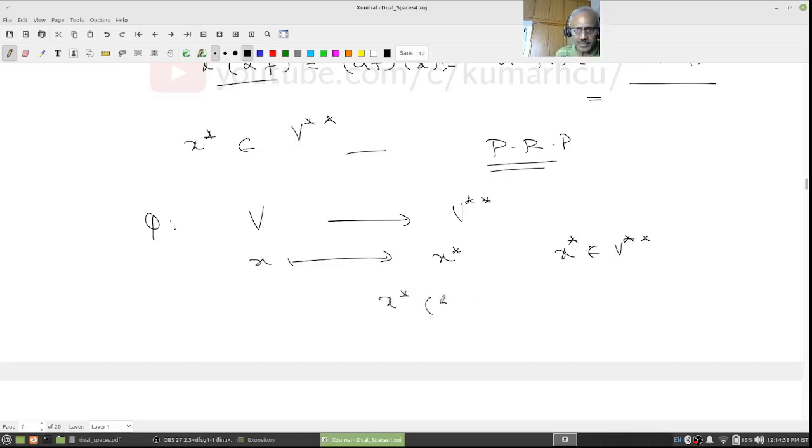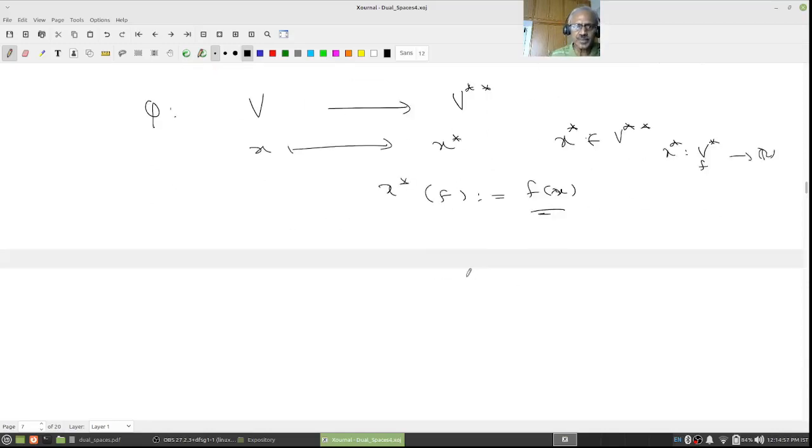Just keep repeating so that you become comfortable. x star should act on an element, that is x star must be a linear map from V star to R. That is, you are going to give me an f here. I have to tell you what this is. This is by definition f of x. I am just repeating; this is how you master it. Just because you understood once, you cannot just keep going, then you may get confused.